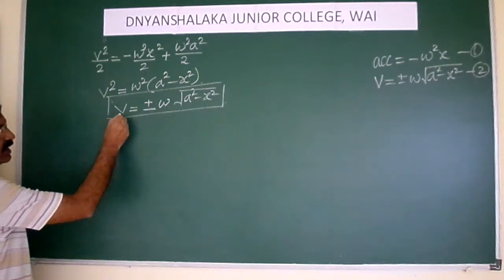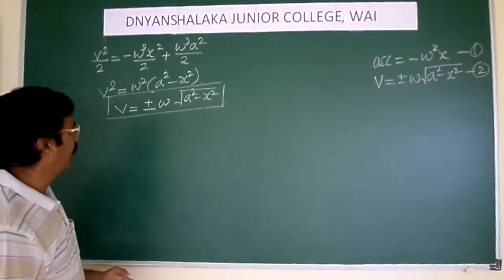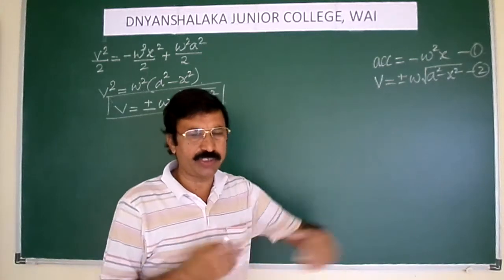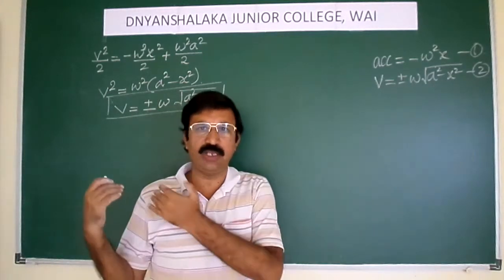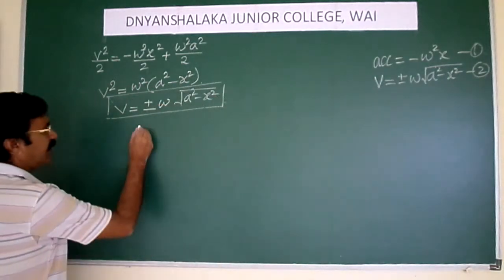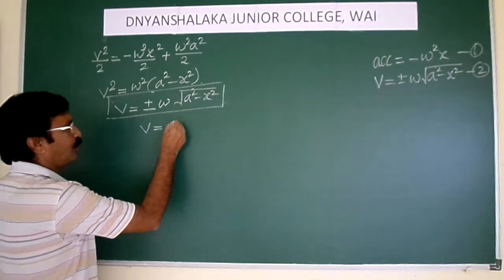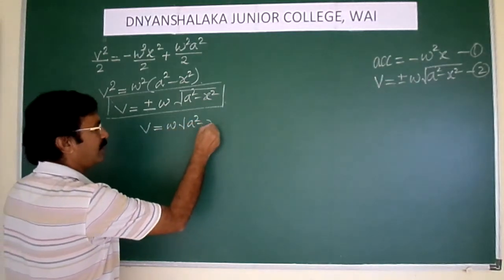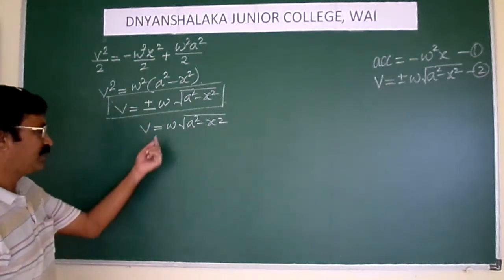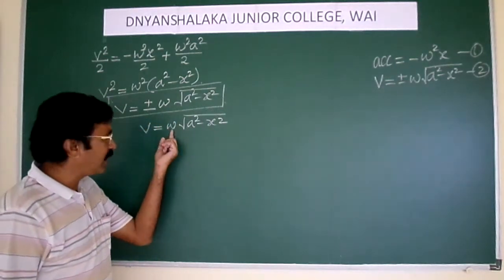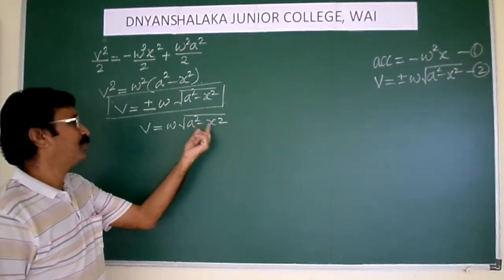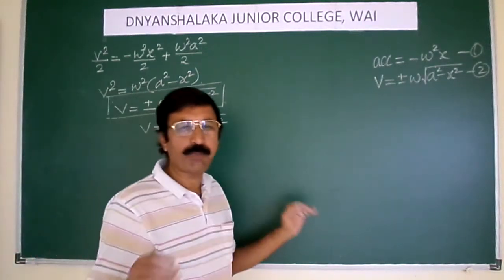Now we have the expression of velocity v. Plus or minus is giving us the direction, whether it is moving along the positive x-axis or along the negative x-axis. But the magnitude can be taken as v is equal to omega under root a square minus x square. This is the magnitude of the velocity. It depends upon the angular velocity omega, amplitude a, and the position of the particle along the path.